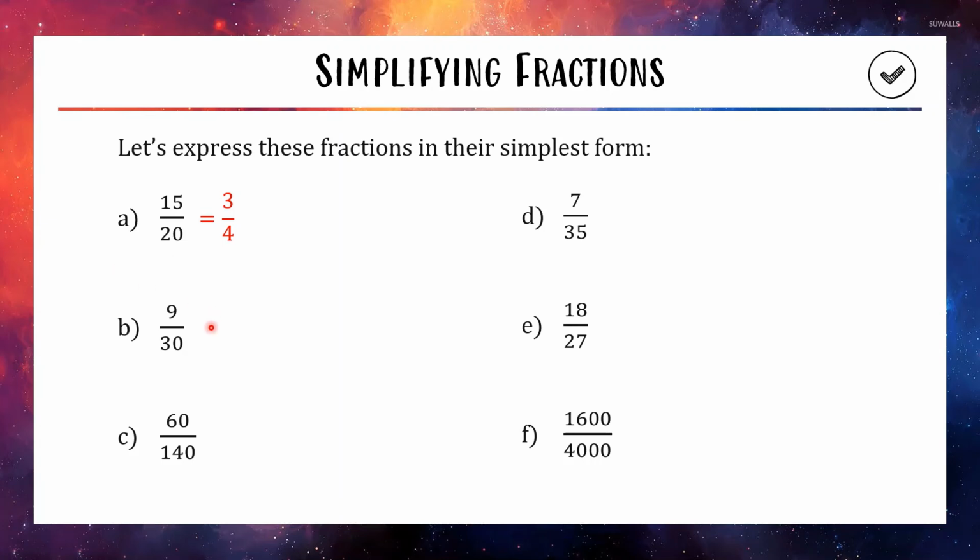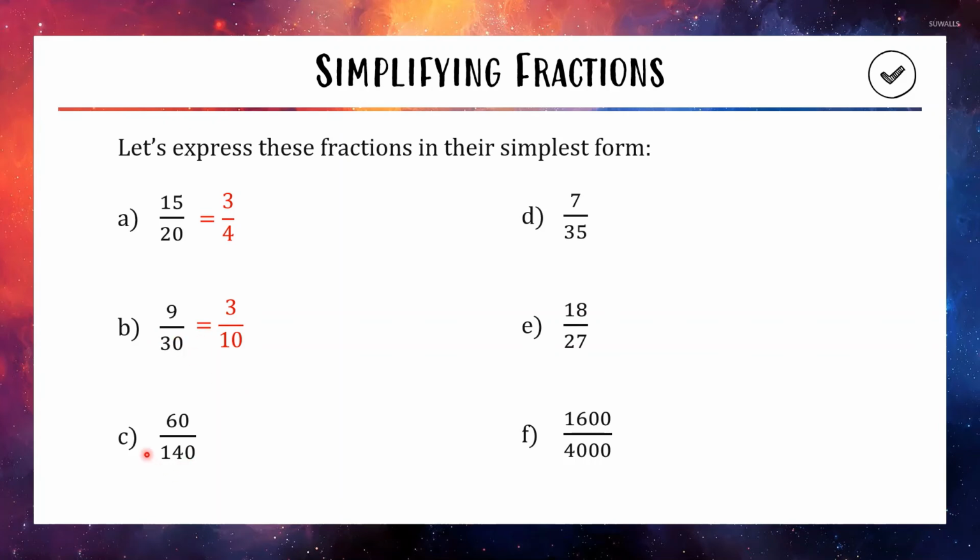For question B, what's a number that multiplies into 9 and into 30? A good answer here would be 3. On the top we have 3 lots of 3, and on the bottom we have 10 lots of 3. So we've got 3 out of 10, 3 3s and 10 3s. So we're taking the top and bottom and dividing them both by 3, and there's our answer. As long as you multiply or divide by the same number to top and bottom, you don't change the value of the fraction.